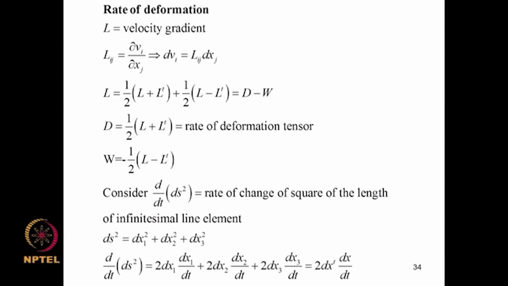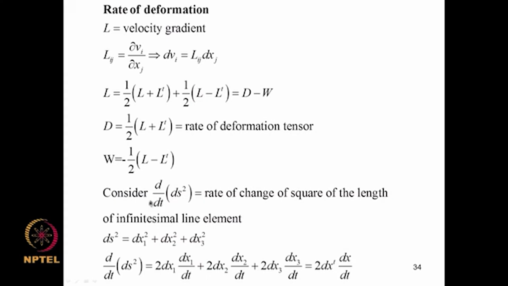We also talk about what is known as the rate of deformation. We call capital L the velocity gradient, where Lij is defined as dou Vi by dou Xj. So, that means dVi is Lij dXj. This L matrix, furthermore, we write as a sum of a symmetric matrix and an antisymmetric matrix, and the symmetric component of that is known as the rate of deformation tensor D, and W is given by this.